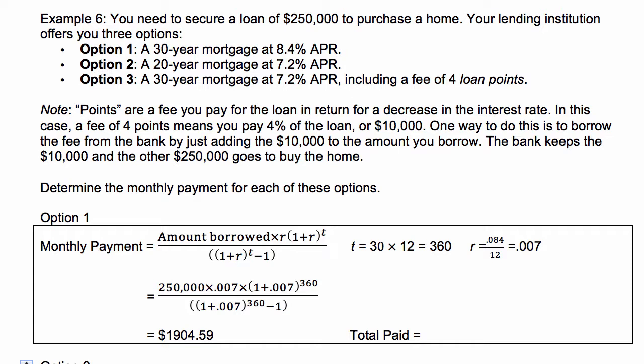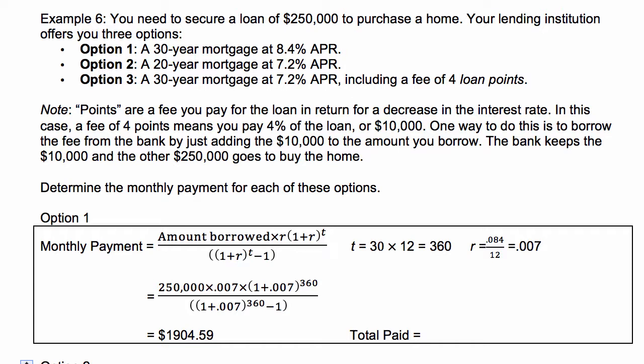Note, points are a fee you pay for the loan in return for a decrease in the interest rate. In this case, a fee of 4 points means you pay 4% of the loan, or $10,000. One way to do this is to borrow the fee from the bank by just adding the $10,000 to the amount you borrow. The bank keeps the $10,000 and the other $250,000 goes to buy the home.